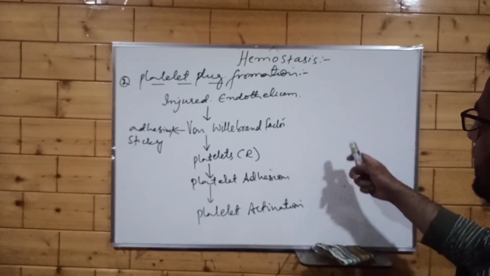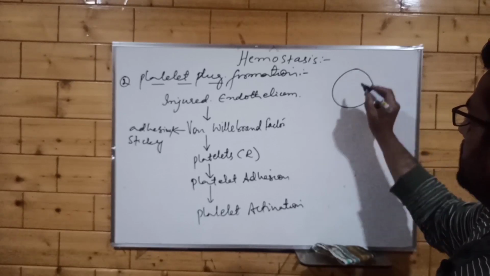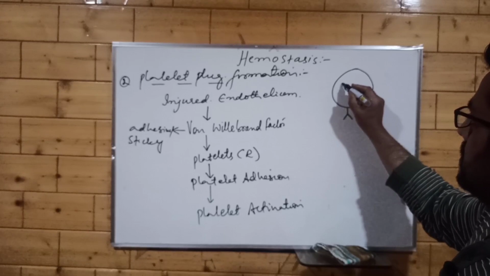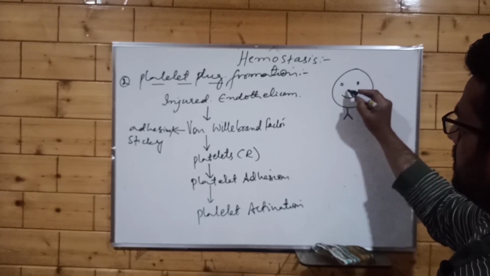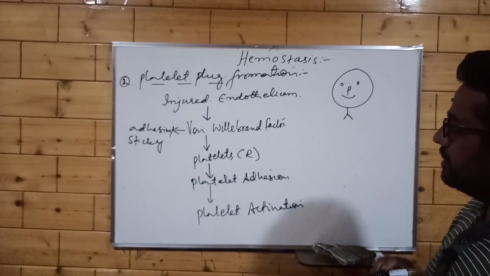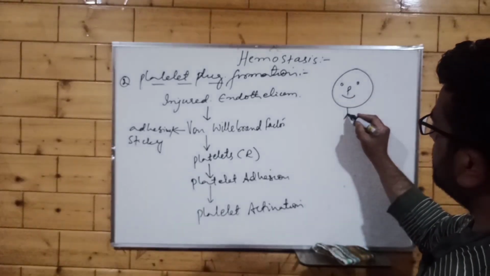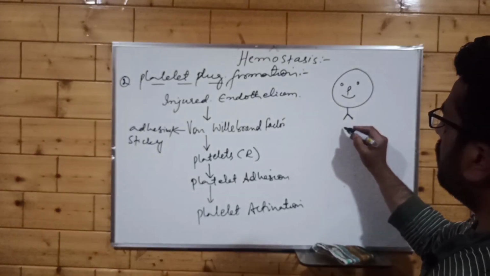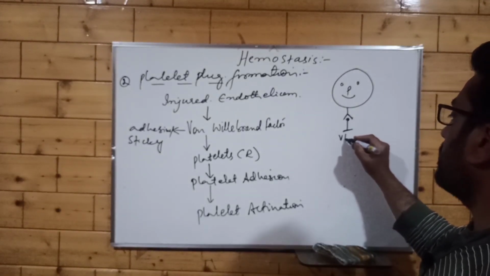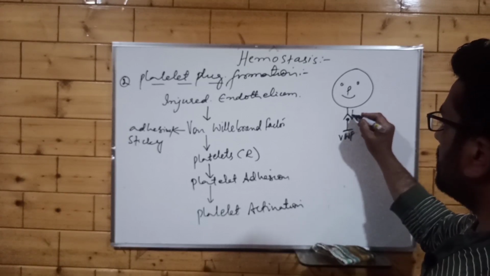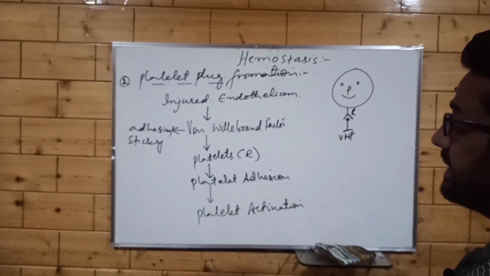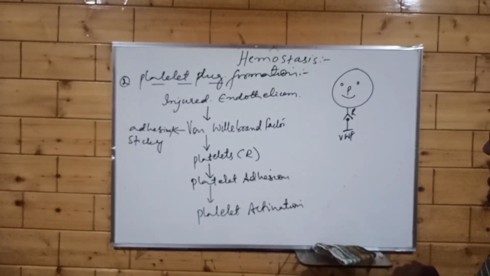This is, for example, a platelet cell here, right? And say for example this is a receptor on the platelet surface. So there's a platelet cell here, and this is a receptor, and this receptor is meant for what? Von Willebrand factor. So for example there's a von Willebrand factor here. This interaction between the receptor and the von Willebrand factor will lead to what? Platelet activation.